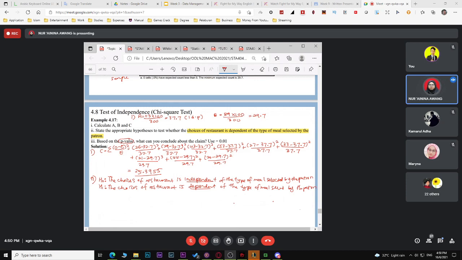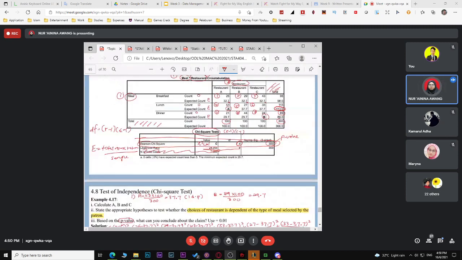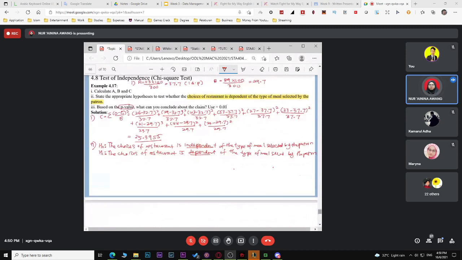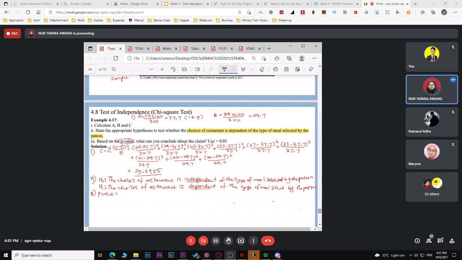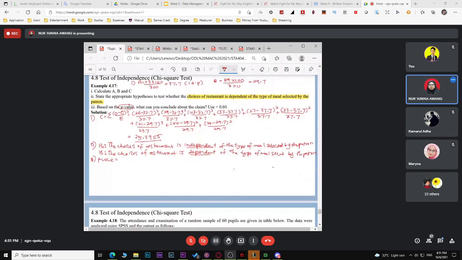Use 0.01. As we know, the last column is the value for your p-value, and the previous questions already asked you about the hypothesis. So to answer the third question, you just start with the value of your p-value. No need to write back your hypothesis. In this case, your p-value is 0.000, and your alpha is 0.01.